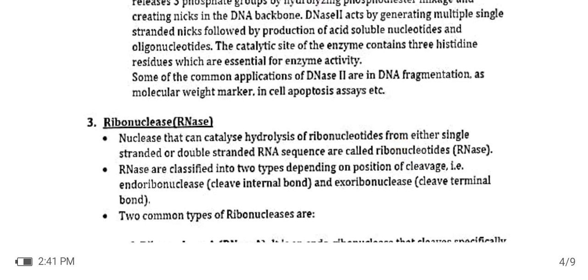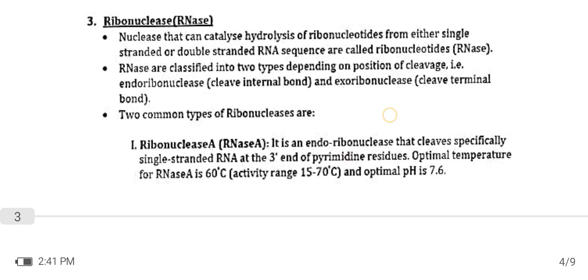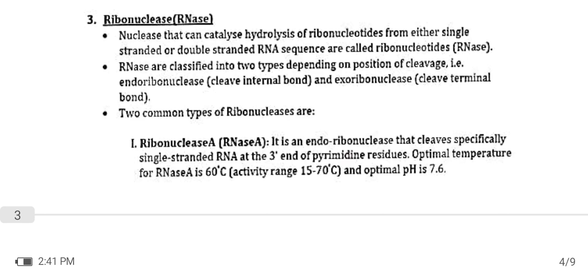The catalytic site of the enzyme contains 3 histidine residues, which are essential for enzyme activity. Some of the common applications of DNase 2 are in DNA fragmentation as a molecular weight marker and in cell apoptosis assays.